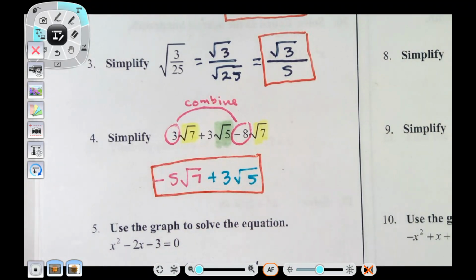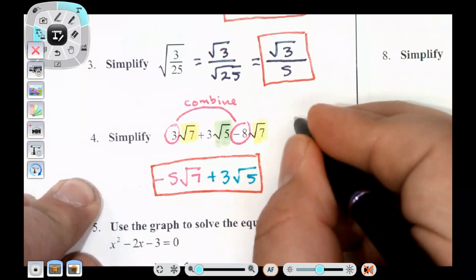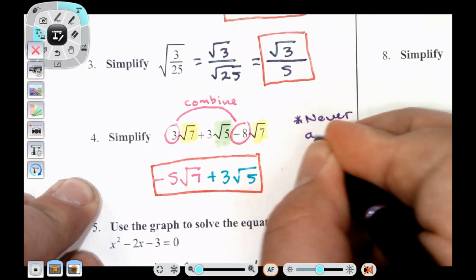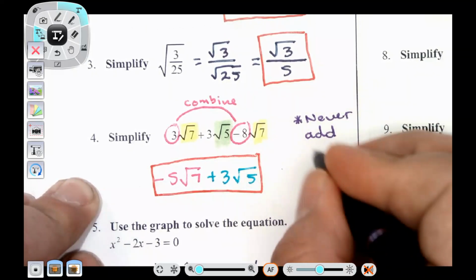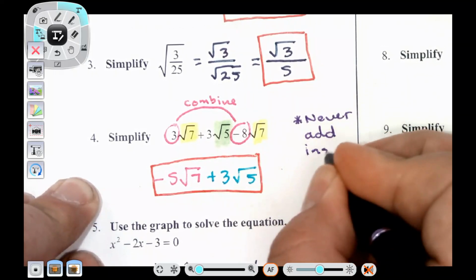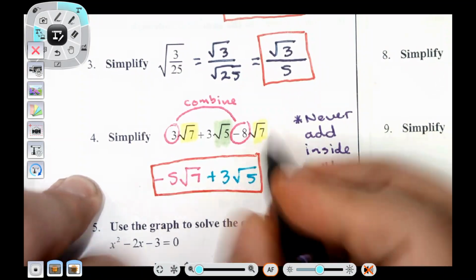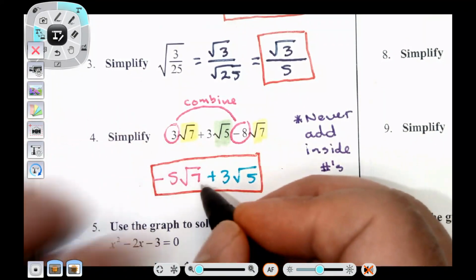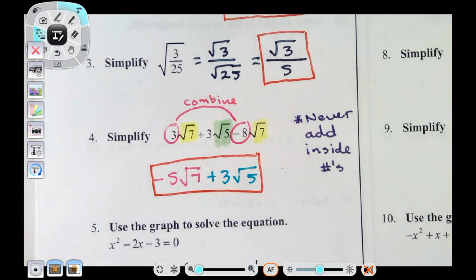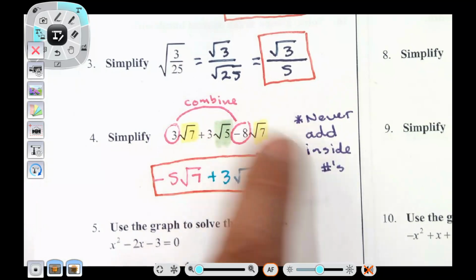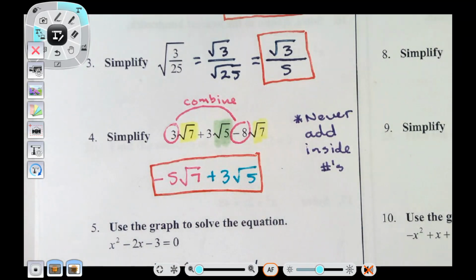But yes, one key thing that we just mentioned, don't forget, we never add inside numbers. They are called radicands. That's the official name of it. But we never add those inside numbers. That 7 and 7 just stays a 7. We never add inside numbers, just outside values. So yeah, radicands, that's the official name. We leave those alone.